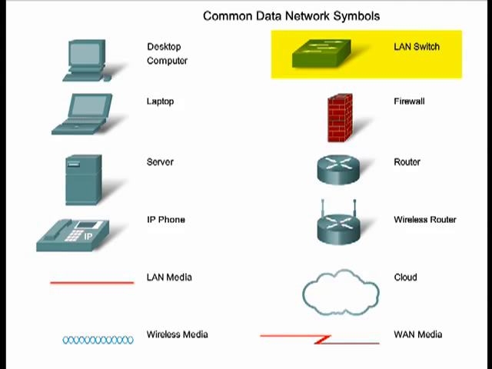Some common intermediary devices include a LAN switch, which is the most common device for interconnecting local networks; a firewall, which provides security to networks; routers and wireless routers, which are devices used to direct messages as they travel across the network; a cloud, which is used to summarize a group of networking devices; and a serial link, which represents wide area network, or WAN, interconnections between two local area networks. It's important to understand the basic symbols of a network because they're used frequently to illustrate and teach us about data networks.